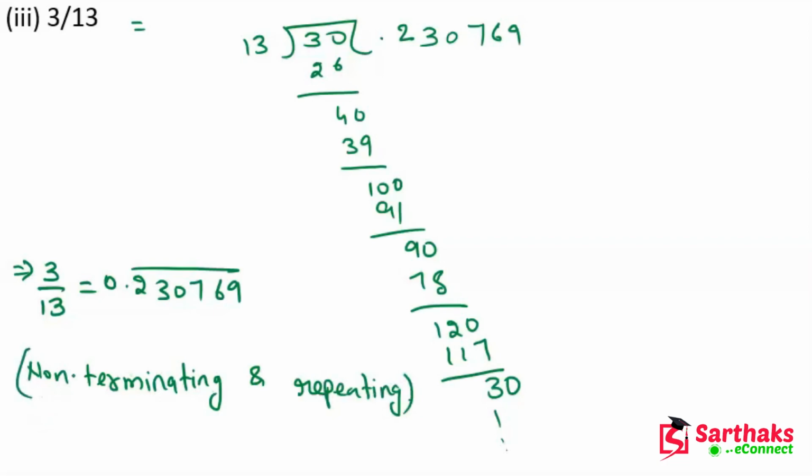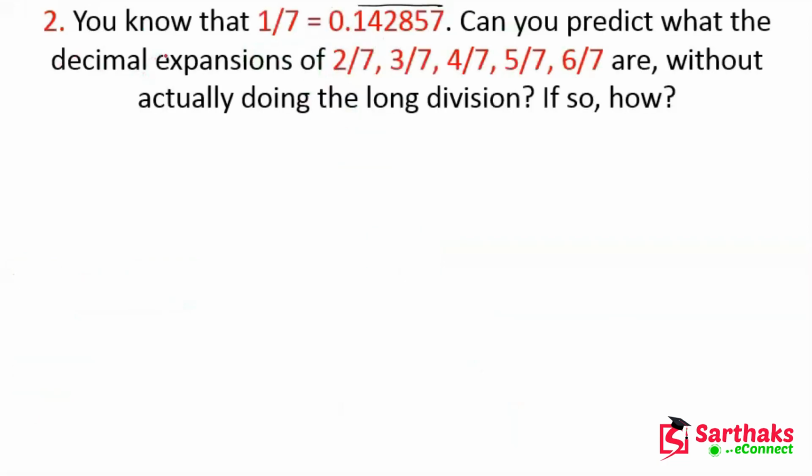So now, these questions are very easy. We just have to understand the concept of the question. So now the next question is, we have 1 upon 7 is equal to 0.142857 bar. So now, can you predict the decimal expansion of 2 upon 7, 3 upon 7, 4 upon 7, 5 upon 7 and 6 upon 7? We have to find the decimal expansion of this, without doing the long division method.